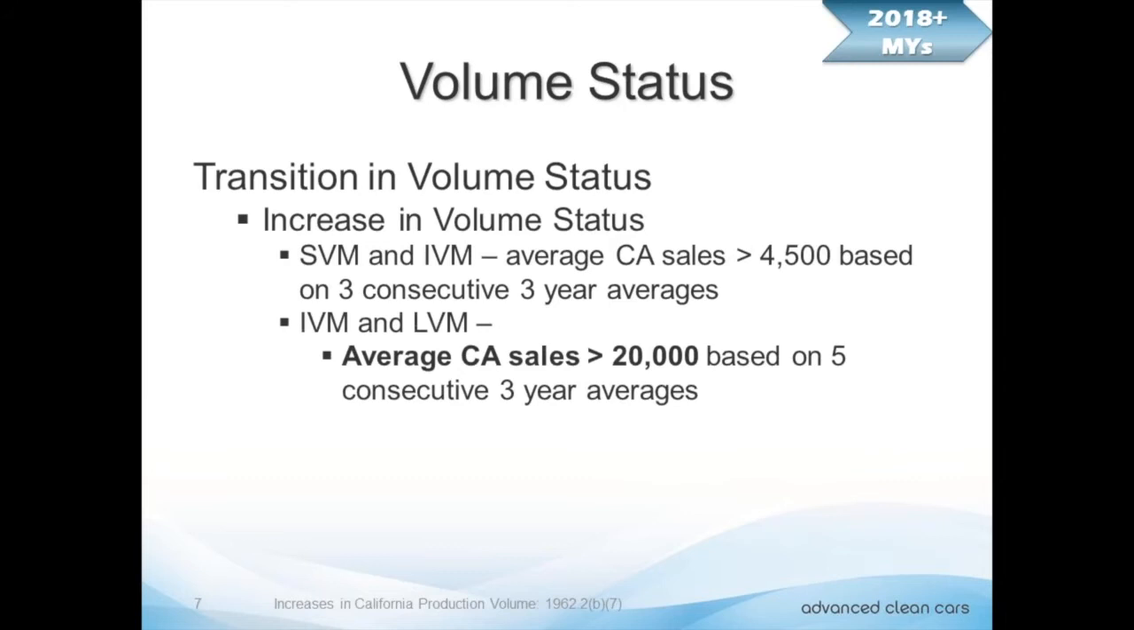In order for an intermediate volume manufacturer to transition to a large volume manufacturer, the company will need average California sales greater than 20,000 vehicles based on five consecutive three-year averages.